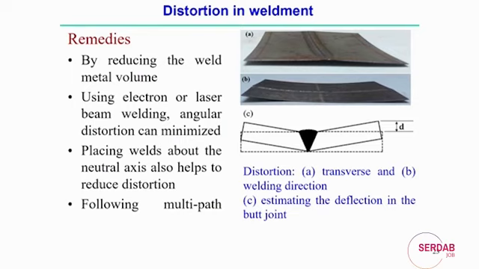So, this is the way to measure the distortion, but in what way can we reduce it? This amount of distortion is a very serious problem in the welding process, and it affects the dimensional accuracy when we are trying to join two different components. There are several ways to reduce the distortion. One is by reducing the weld metal volume. That means if the melting volume of the material is less, then probably we can reduce the distortion.